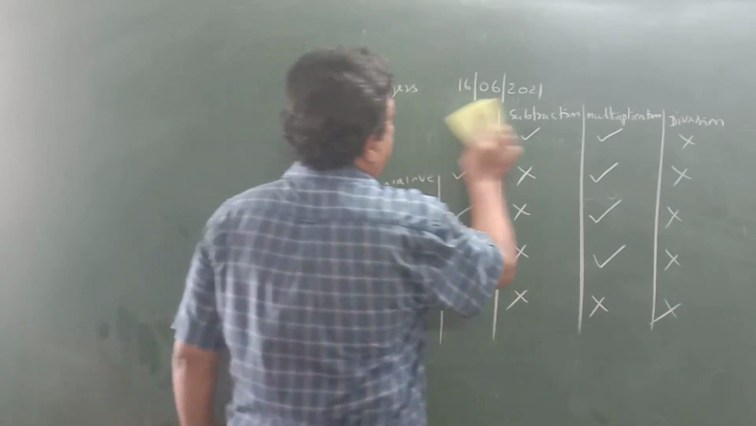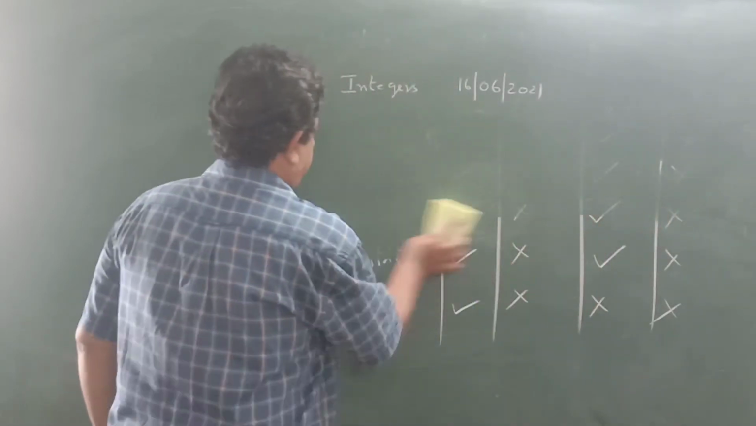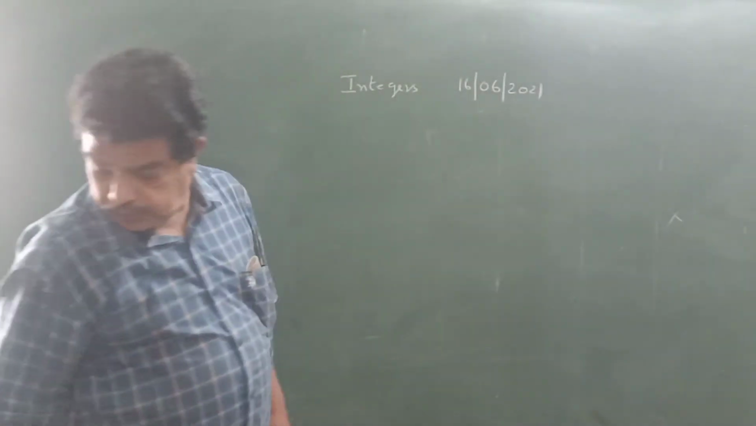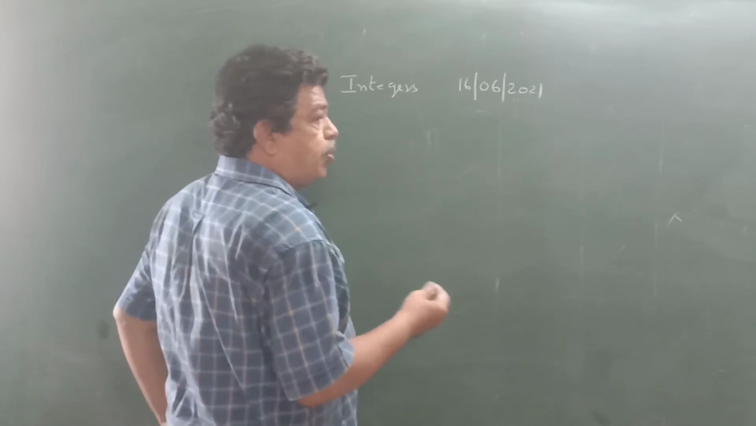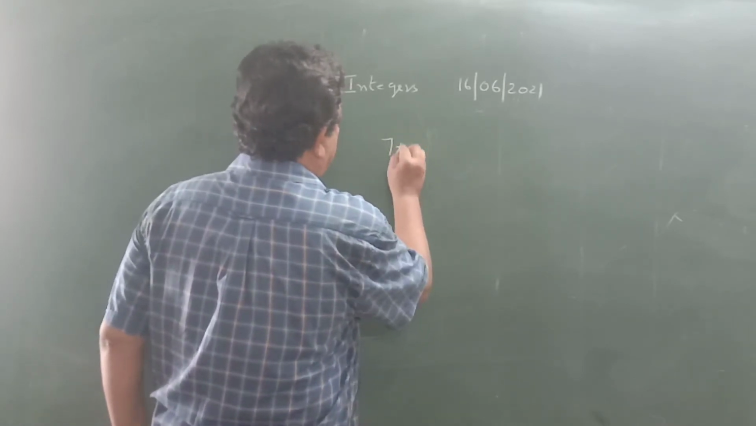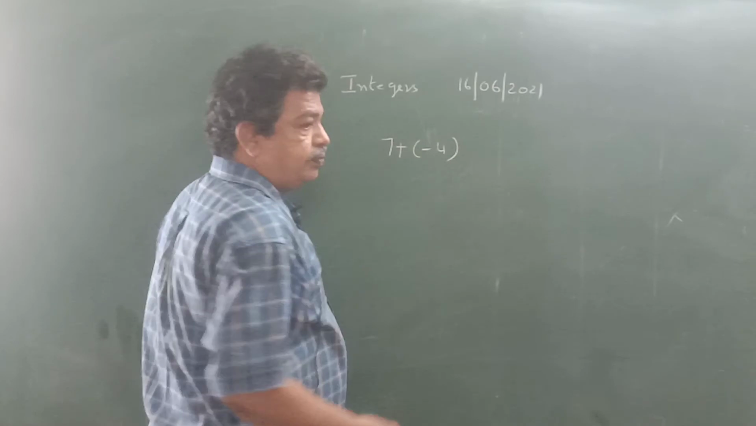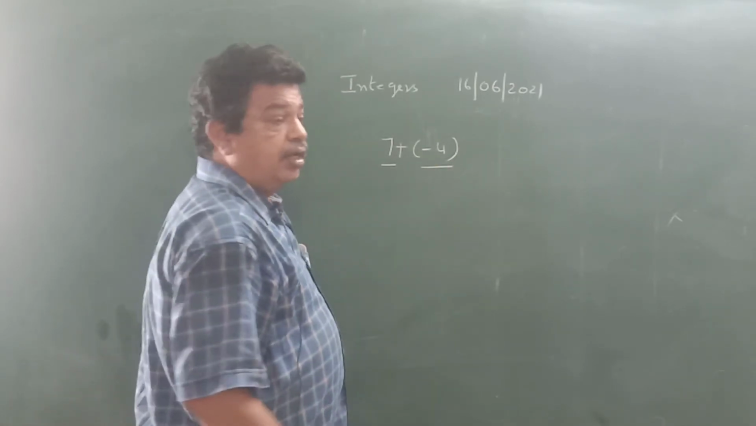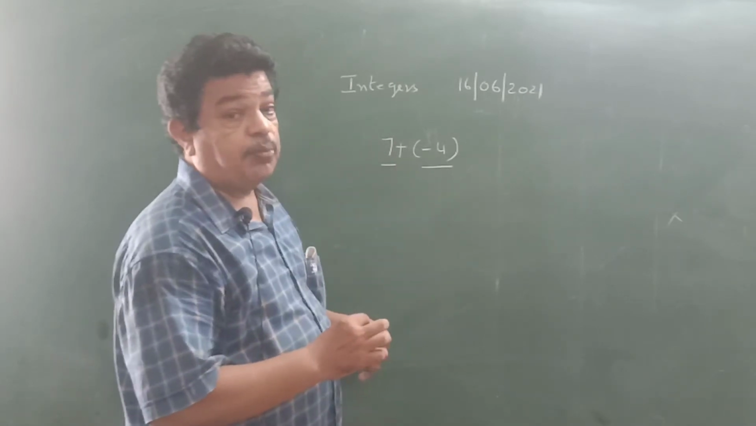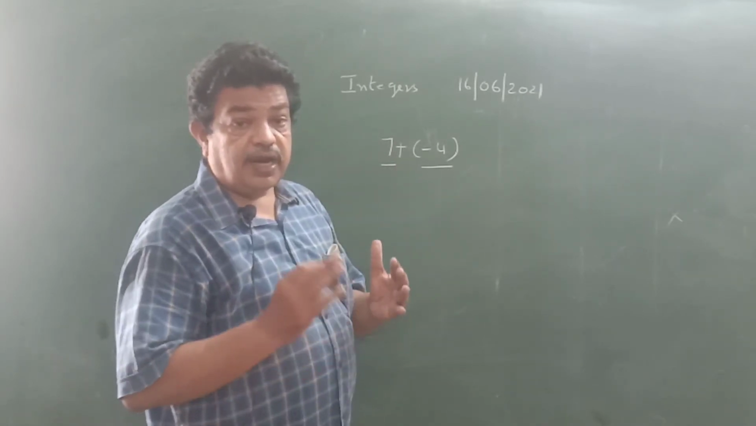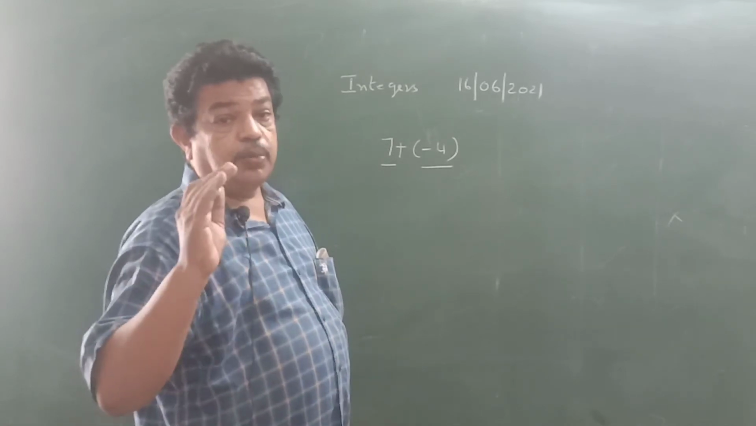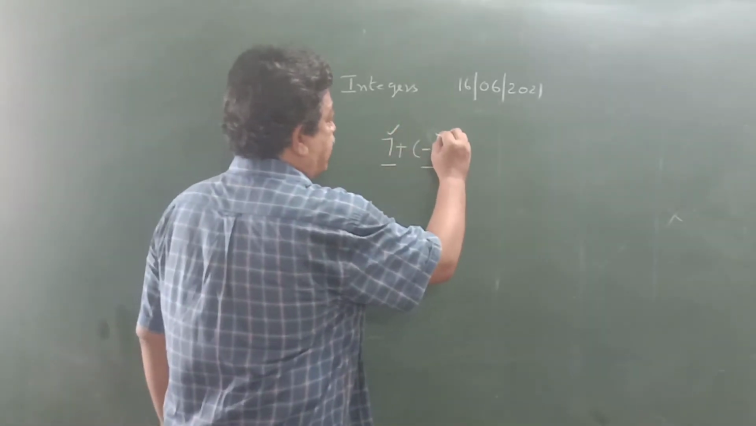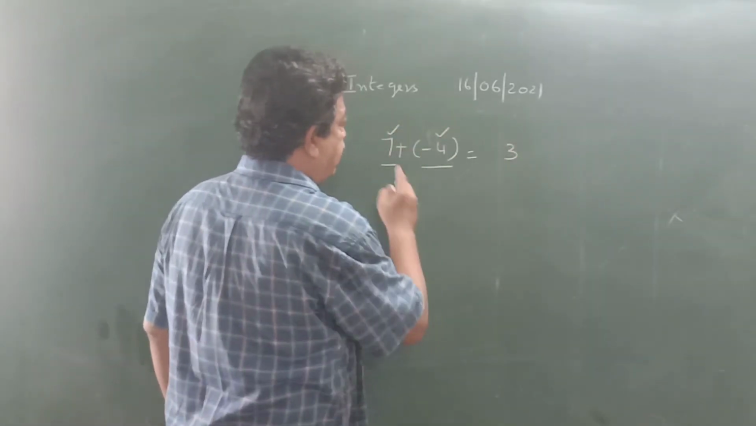Now, we are going to understand some problems. What is the value of 7 plus minus 4? What is 7? A positive integer. What is 4? A negative integer. Now we are adding these two, but the signs are opposite. Whenever you are adding integers and the signs are opposite, you are actually doing subtraction. From 7, you have to subtract 4. What is the difference? 3.